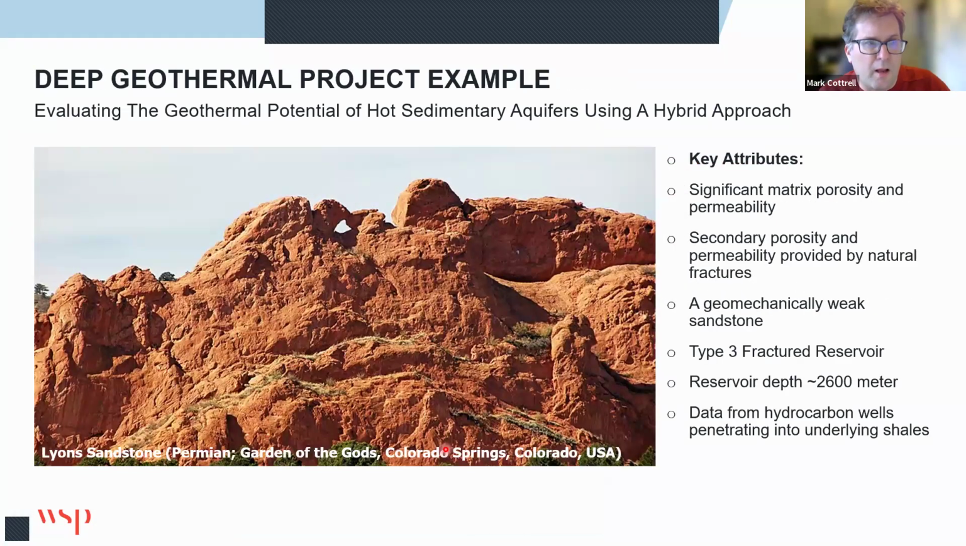Okay, the example that I want to talk about is from the Denver Basin in Colorado in the US. The photograph here is just a regular outcrop of the Lyons sandstone. So the Lyons sandstone has significant matrix porosity and permeability, but it also has significant secondary porosity and permeability provided by the fracture network. Geomechanically, it's quite weak.